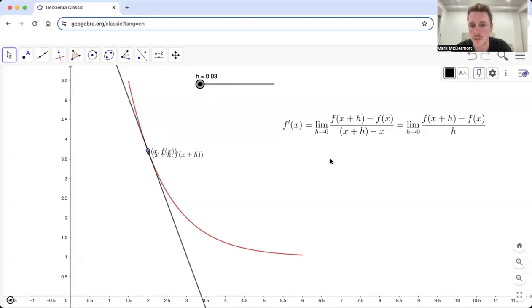And so we use this new notation. We say the limit as h approaches zero of f of x plus h minus f of x all over x plus h minus x. And you notice the denominator x plus h minus x is just h. So this is the definition of the gradient of any function across the whole function.